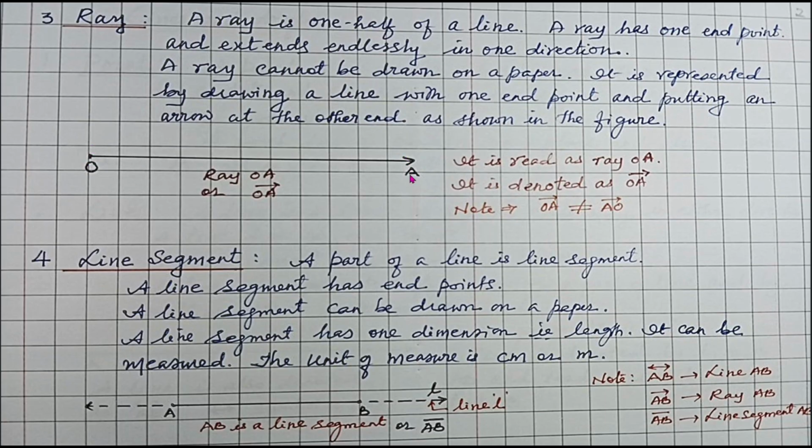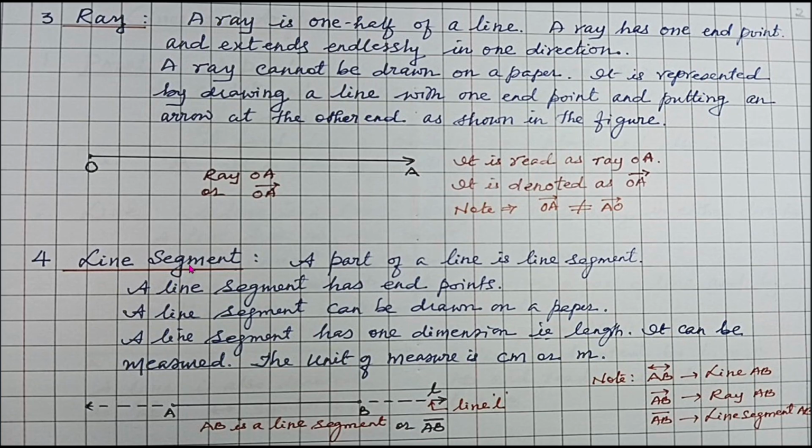and A is the other end point with arrow mark, and OA is the ray, and it is read as ray OA. It is denoted as OA with the arrow mark here. And remember, ray OA and ray AO are not the same. Always the direction of the arrow is the ray, therefore OA is the ray and not AO.